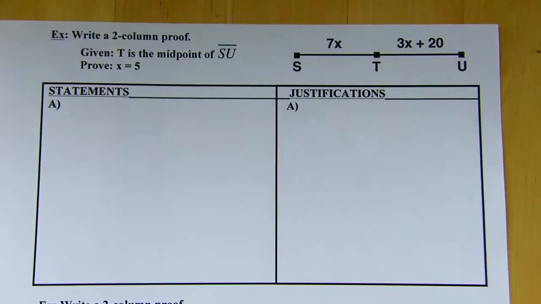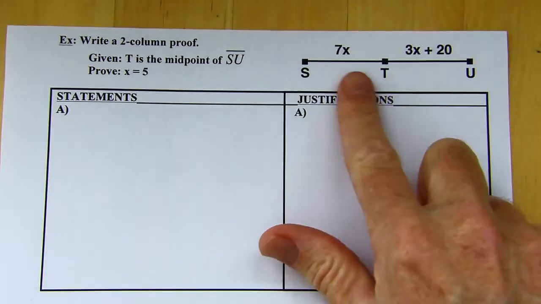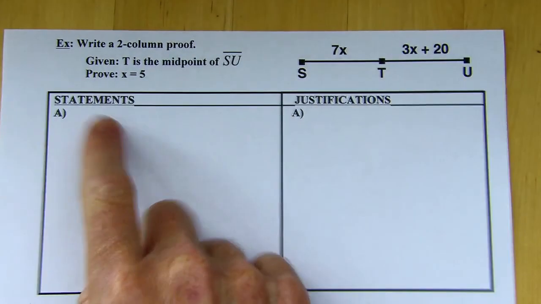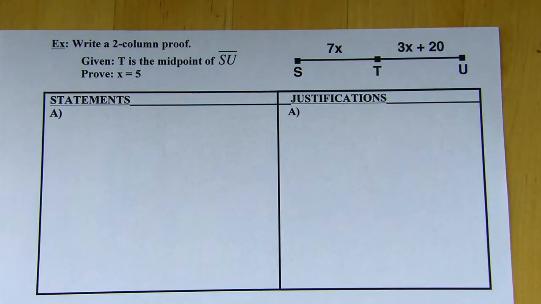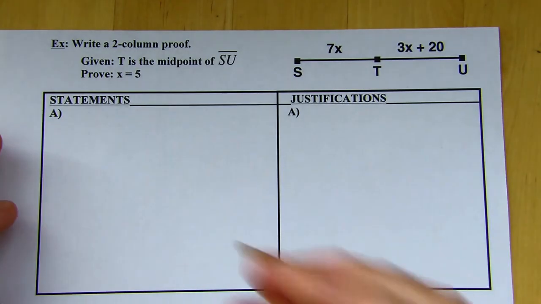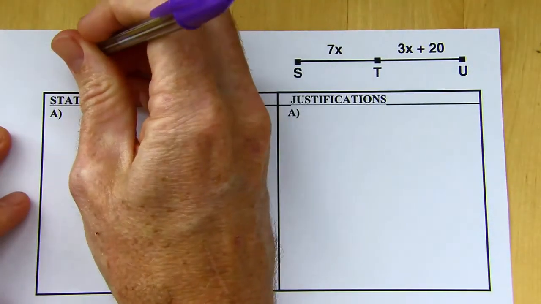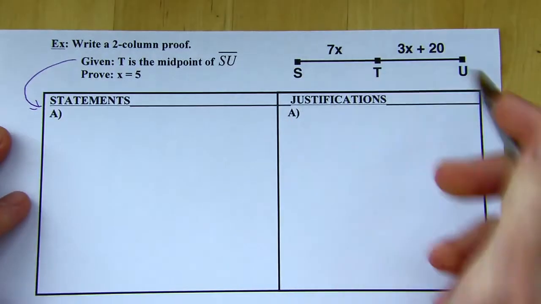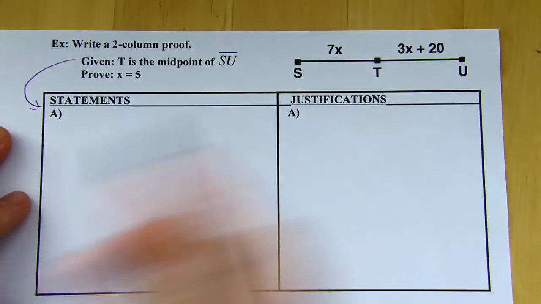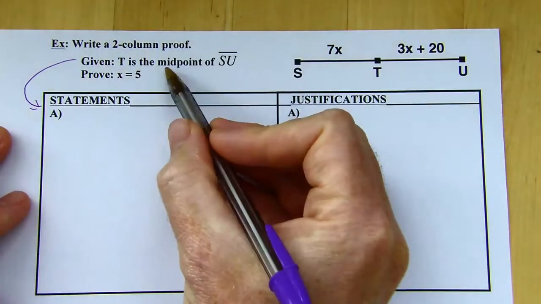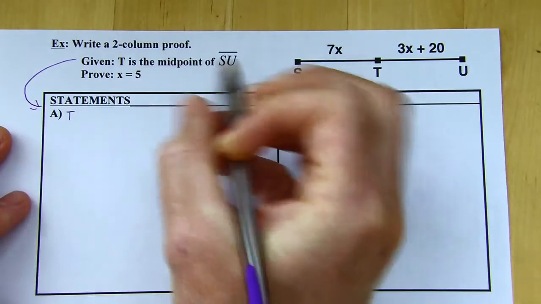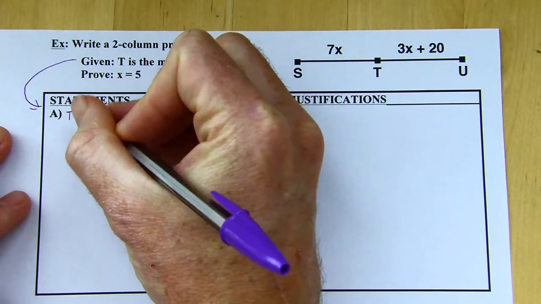All right, so this time part of our given info is this picture. We don't have to copy the picture into the proof. You don't need to do that. It would be a pain. So if there's written info, copy that in for sure. The picture is just giving you the setup there. I guess it's giving you the measures of those pieces, but I'm fine with you just using the written given in here. So I'm going to say T is the midpoint of SU.